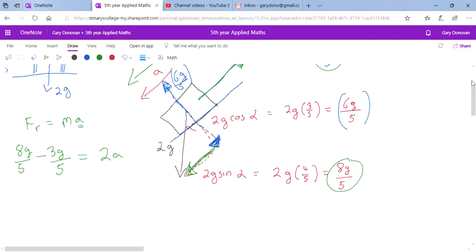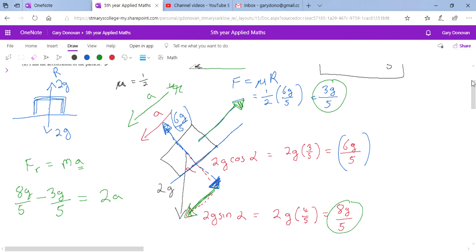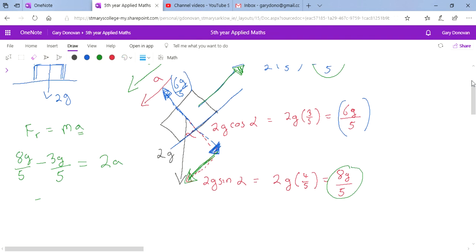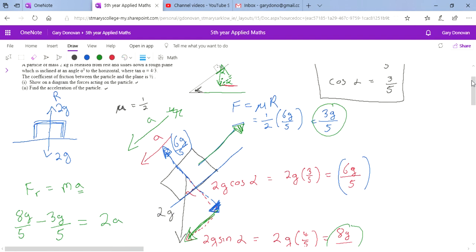And now we can solve for a. 5g over 5 equals 2a. The 5s cancel, g equals 2a, so therefore a equals g over 2 meters per second squared. And that's your answer. So remember, it's important that when you're getting your F equals ma, you look for all the forces in the same plane, all of them parallel to the actual slope.